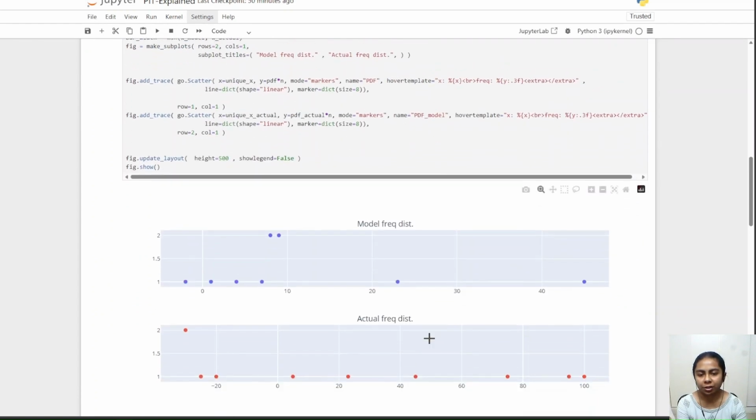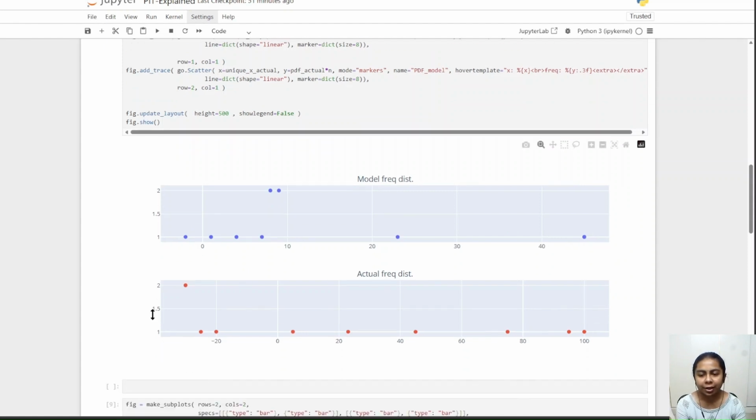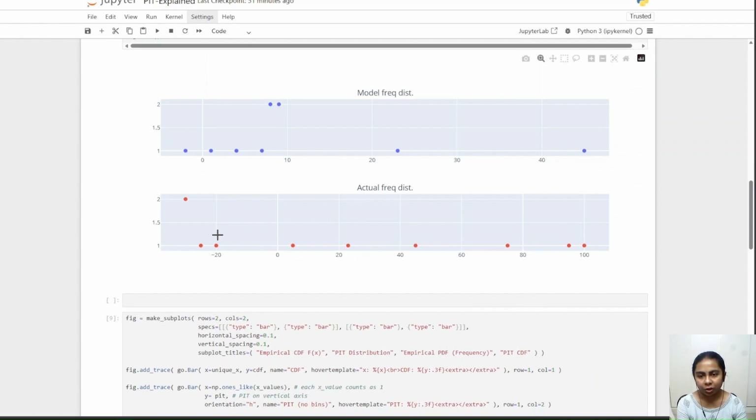When we plot the frequency distribution of the model and the actual, we get it this way. So -2, -1, 4, 7, 8 and 9 occur twice, and then 23 and 45. The extreme values, if you see, are -2 and 45, whereas the actual distribution is much wider. The extreme values are -30, which occurs twice, and -25, and then there is 195 as well. It's much wider. Also, there are many more extreme values with greater frequency.